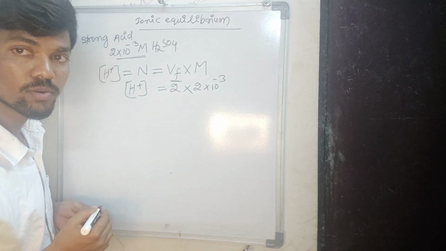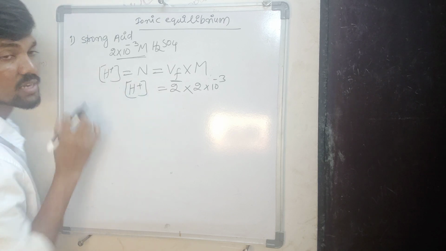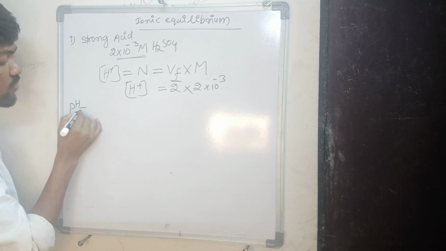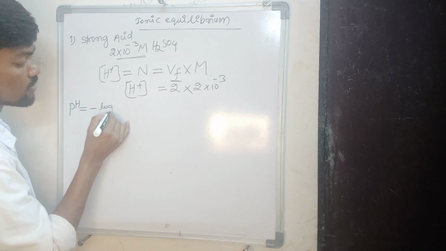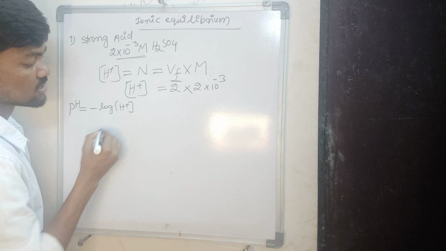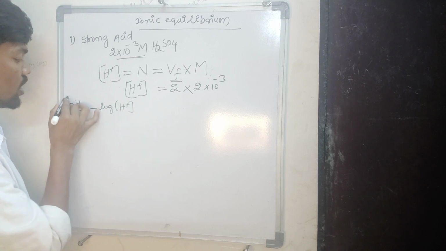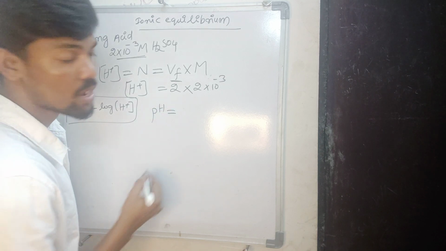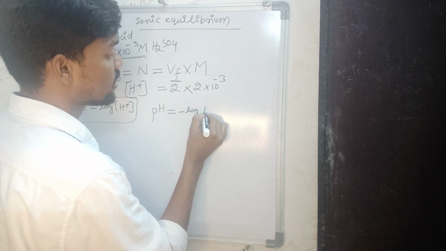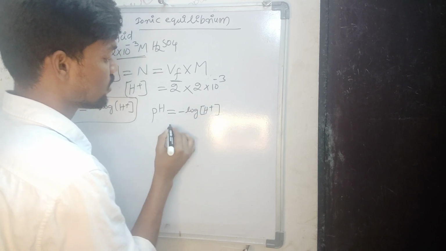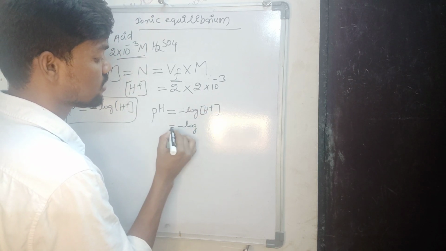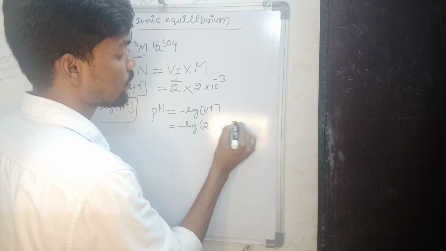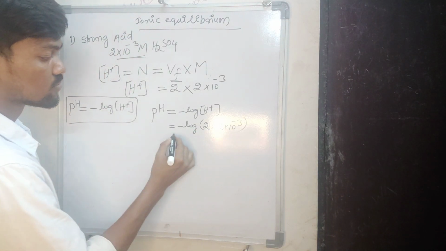So how can you find out the pH value? If the H plus concentration is given, we know the formula: pH is equal to minus log H plus concentration. You have to remember this formula. So apply this formula here. pH is equal to minus log H plus concentration, which is 2 into 10 power of minus 3.